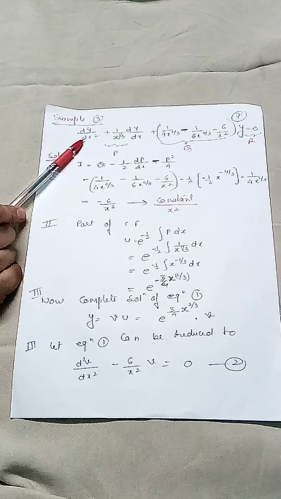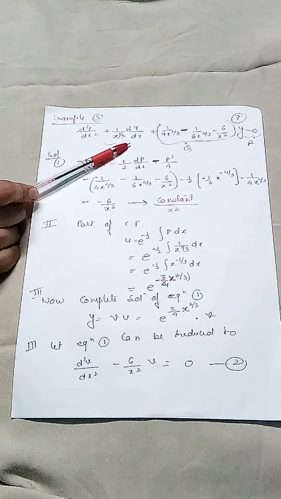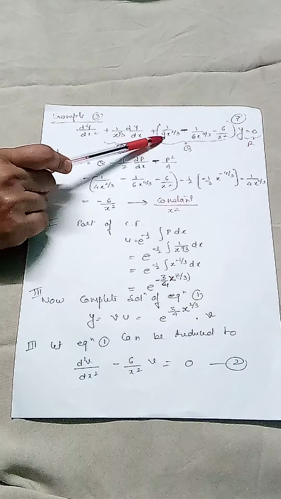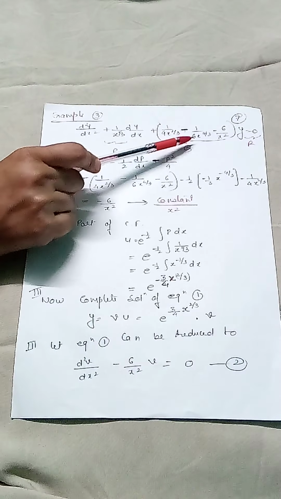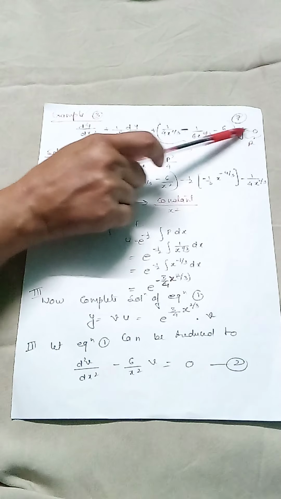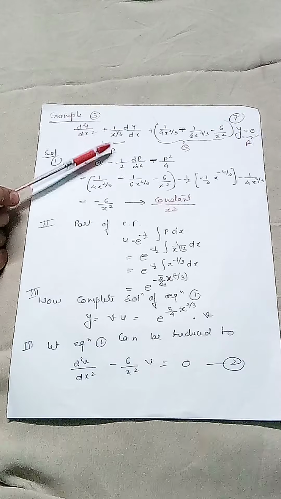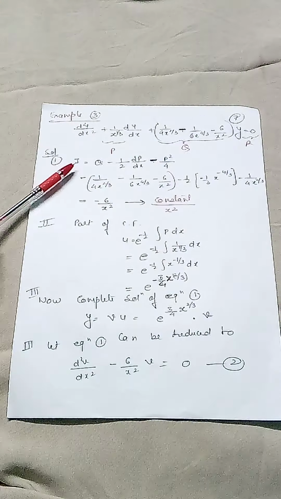d2y upon dx square plus 1 upon x raised to 1 by 3 dy upon dx plus 1 upon 4 x raised to 2 by 3 minus 1 upon 6 x raised to 4 by 3 minus 6 upon x square y is equal to 0. Compare with the standard form, it is P, Q and R. Then first we calculate I.